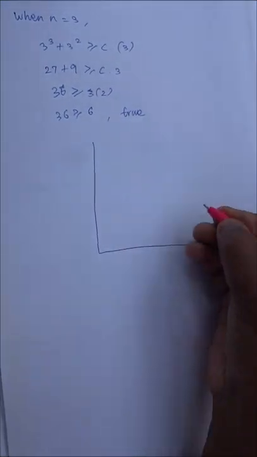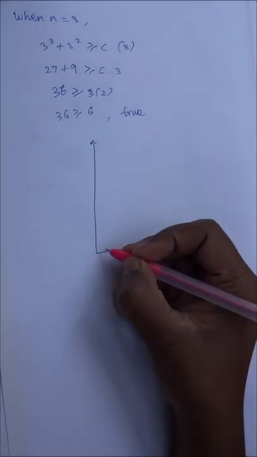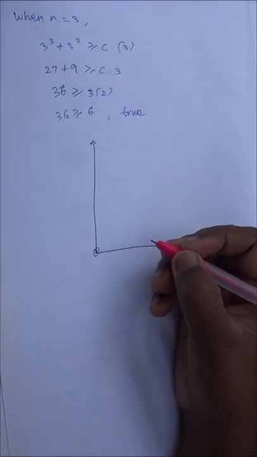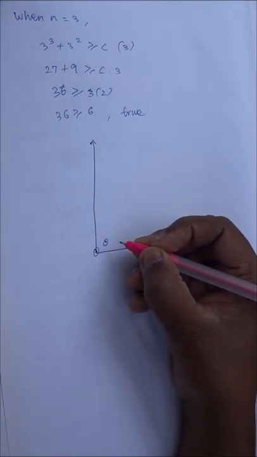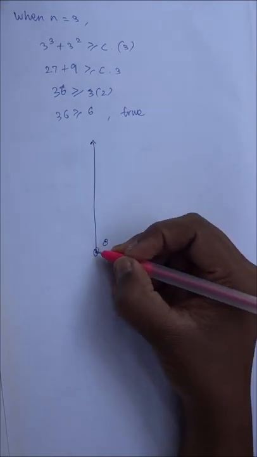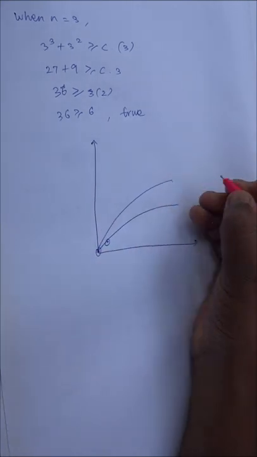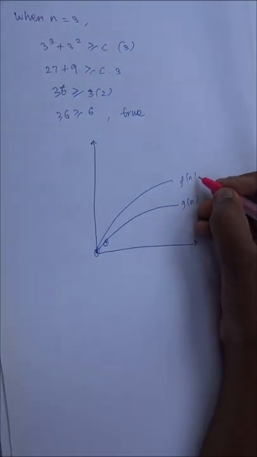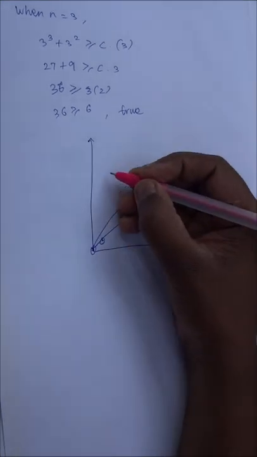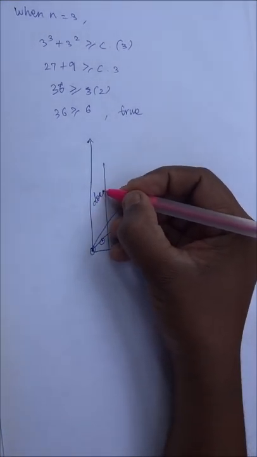Let us draw the graph for this. The graph will be f of n and g of n. Thus, f of n is higher bound of g of n, and this is the doesn't matter region.